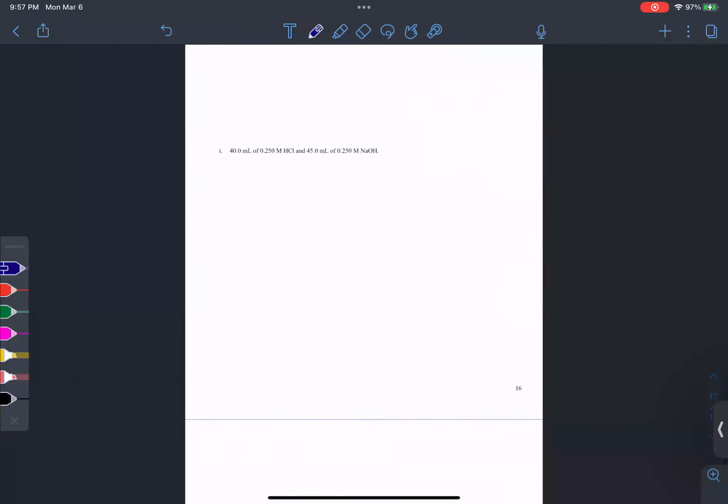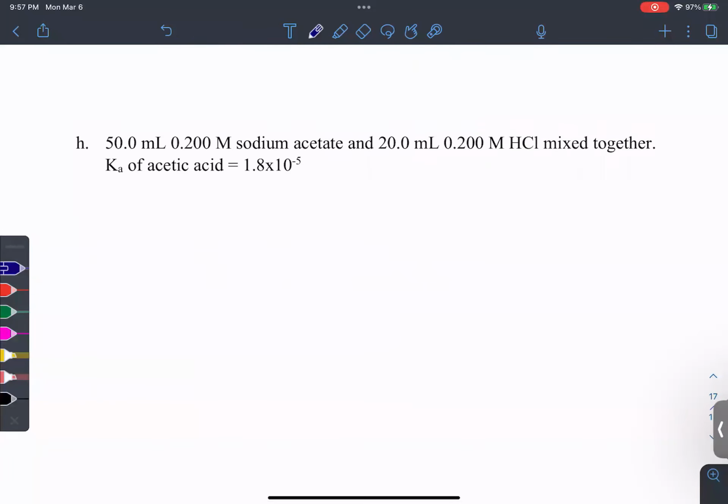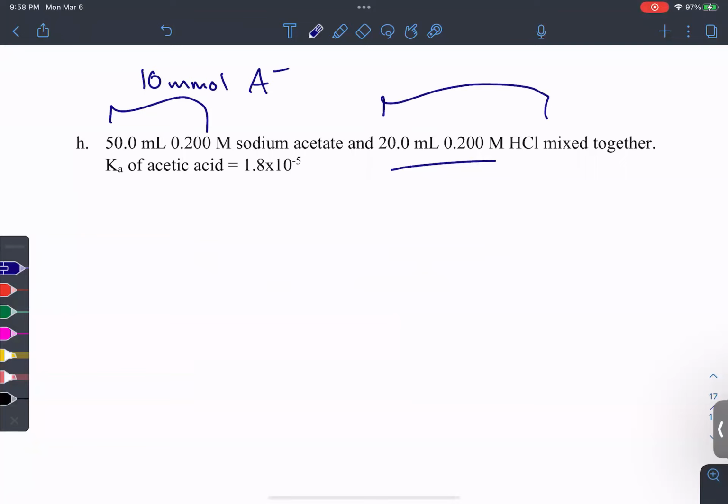All right, there's two more, so I'll just finish here. Okay, so 50 mils of sodium acetate, 20 mils of HCl. So if we calculate millimole amounts of this, there is 10 millimoles of sodium acetate. What is that? That's a base. So I'm just going to call it A minus because it's the conjugate base of a weak acid. And then HCl is our strong acid. How many millimoles is that? 4 millimoles of H+.